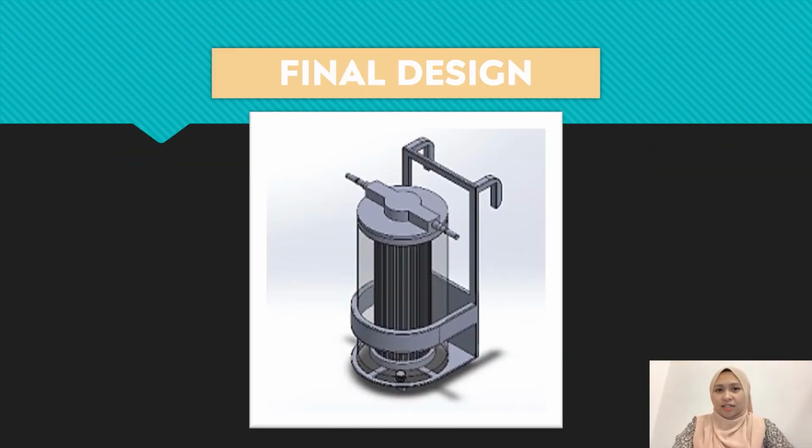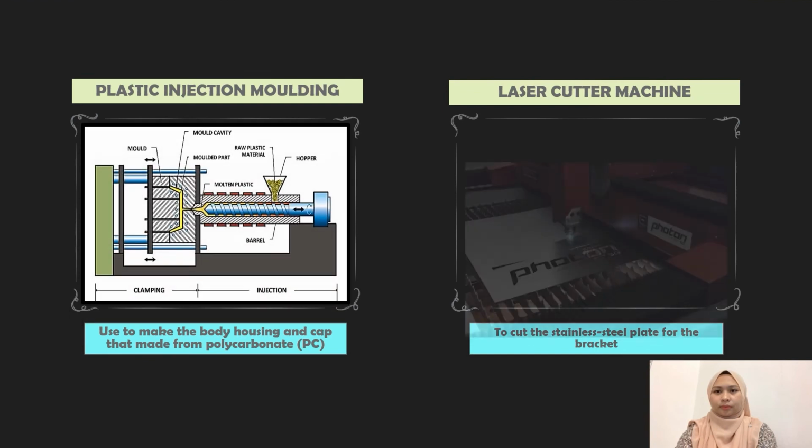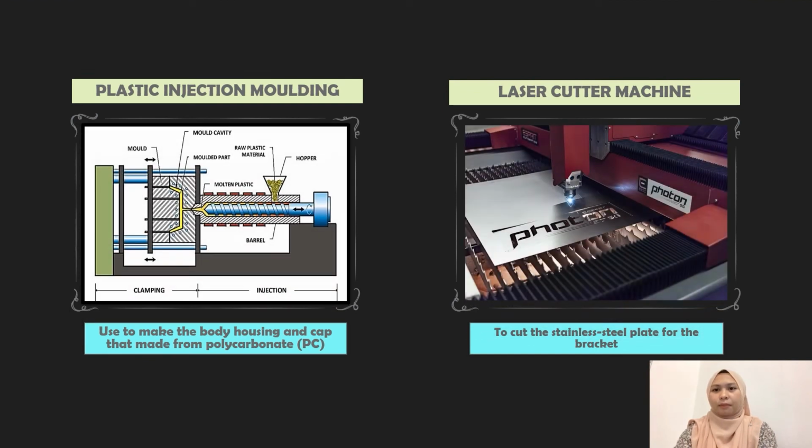As we can see, this is our final design for the reusable coolant filtration system. First, plastic injection molding is a process for producing parts by injecting molten material into a mold. We use this to make the body housing and cap that are made from polycarbonate. Next, we choose laser cutter machine to cut the stainless steel plate for the bracket.